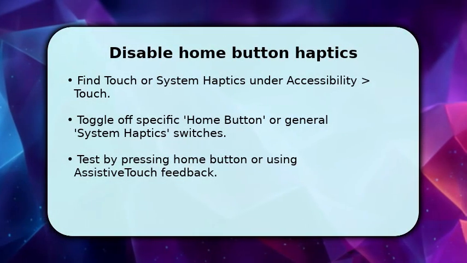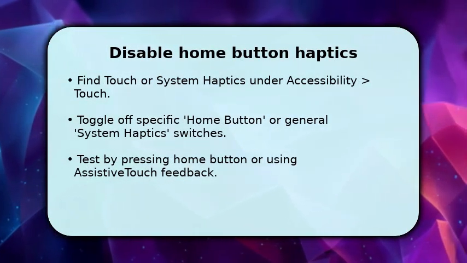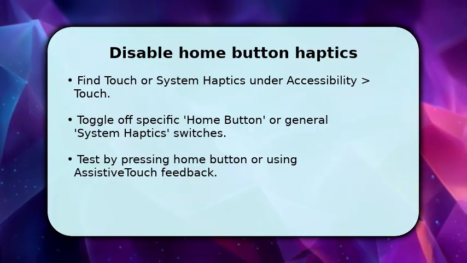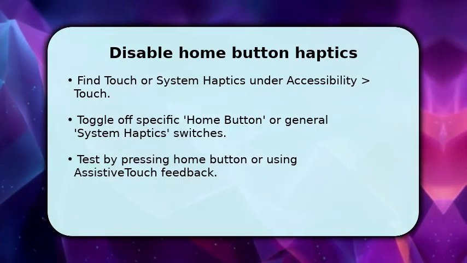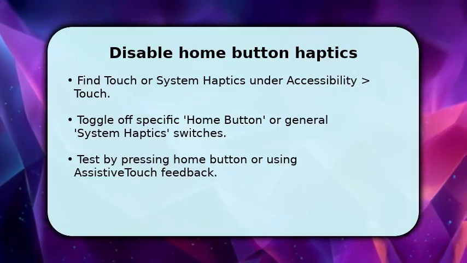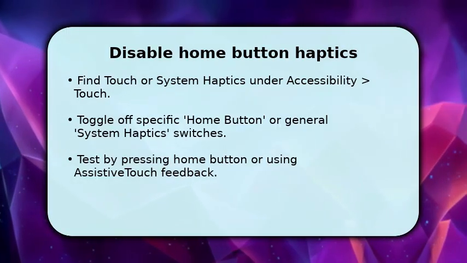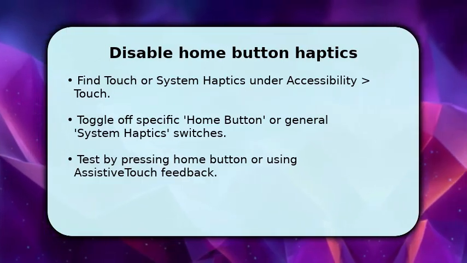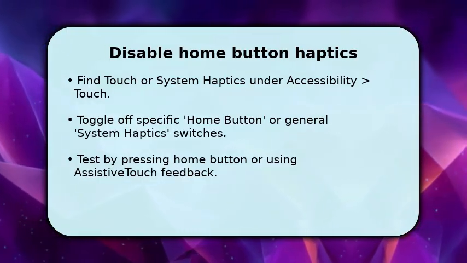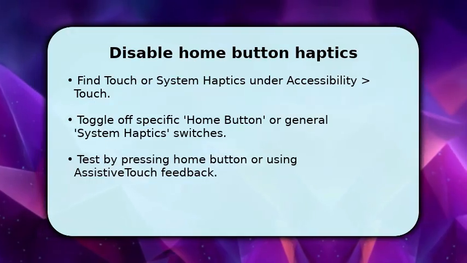You'll now locate the haptic controls. Look for System Haptics or a Home button haptics entry. Tap the toggle to off to remove vibration. This disables the motor feedback when you press the Home button. If there's a separate Home button setting, turn that off too. Make sure to press the Home button a few times to verify silence.